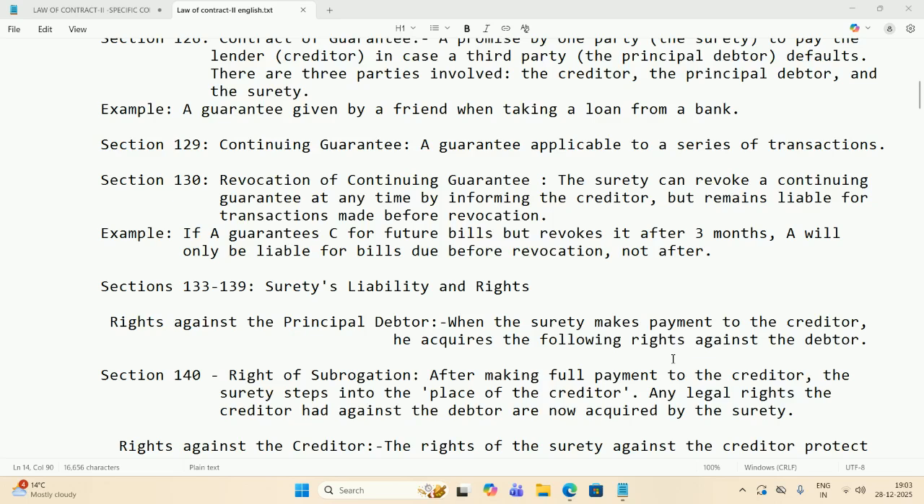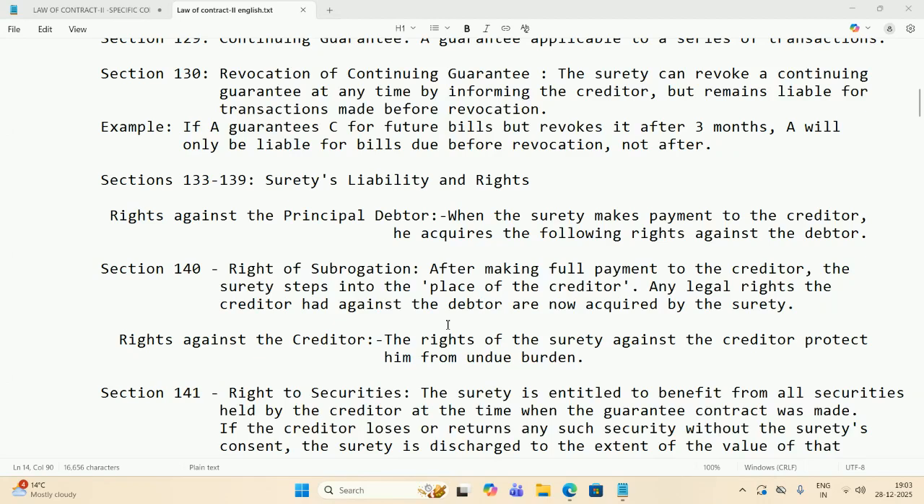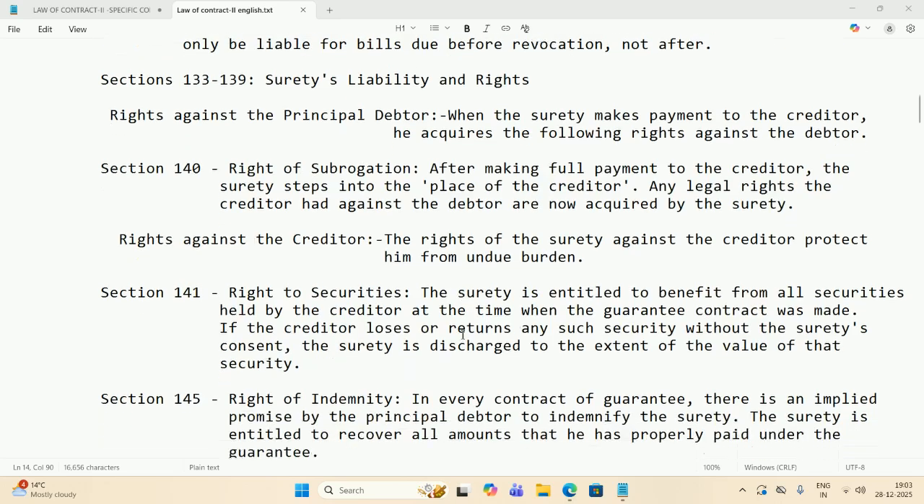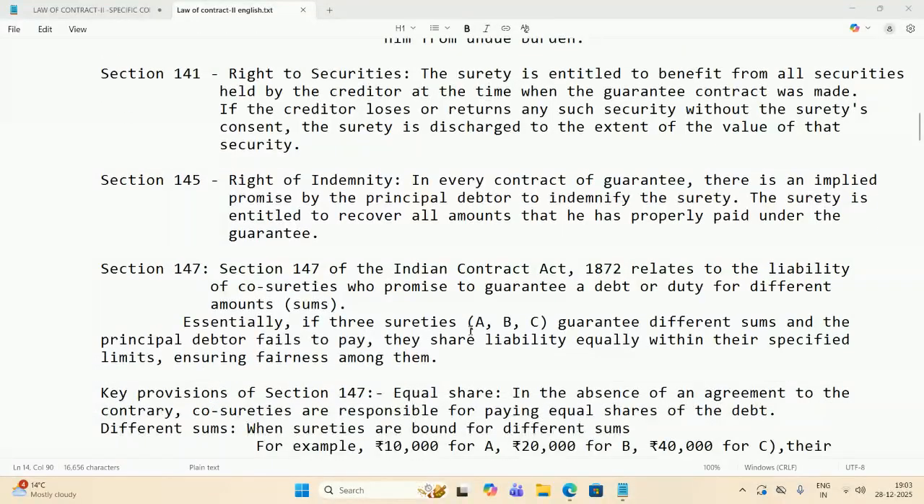For example, if A guarantees C for future bills but revokes it after 3 months, A will only be liable for bills due before revocation, not after. Section 132 to 139 deal with surety's liability and rights. Now, rights against the principal debtor. When the surety makes payment to the creditor, he acquires the following rights against the debtor. It is covered under section 140, 141, 145 and 147.